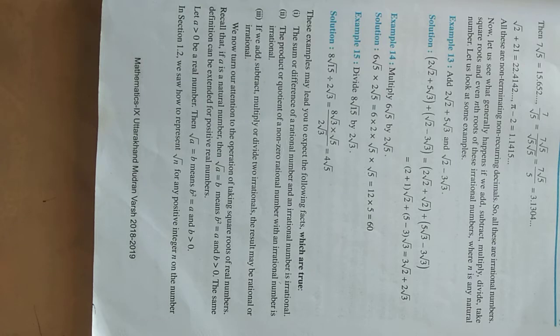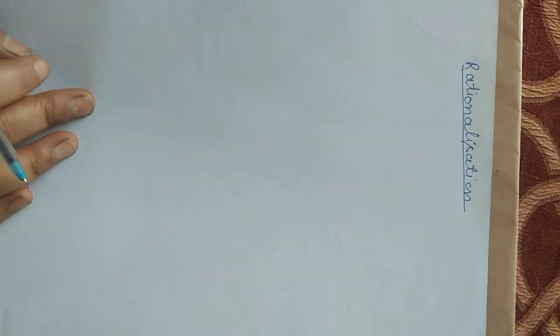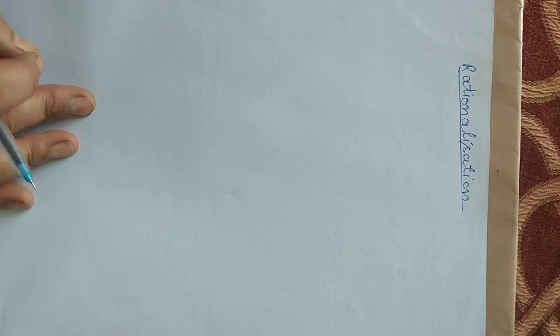Now the third point is, when you are adding, subtracting, multiplying or dividing two irrationals, the result can be rational or irrational. So these points you have to keep in your mind. Now the next topic is rationalization. Why is there a need to do rationalization, and how do we do it?